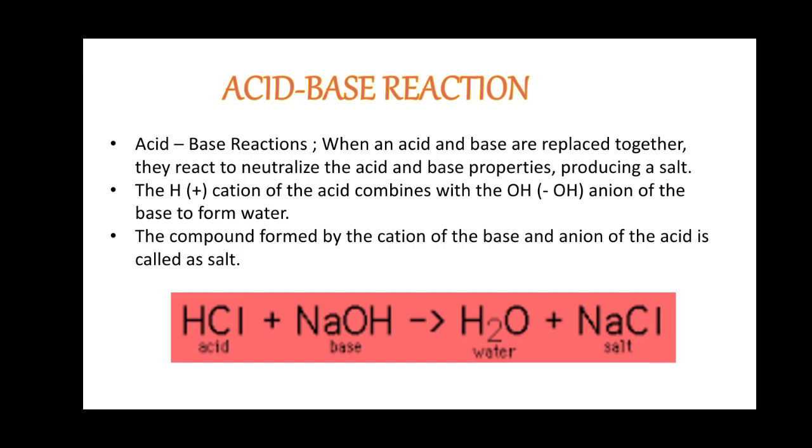Acid-base reaction: when an acid and a base are placed together, they react to neutralize the acid and base properties, producing a salt. So when an acid and base react, they form a salt and water. They both neutralize, and the H+ cations of the acid combine with the OH- anions of the base to form water. The compound formed by the cation of the base and the anion of the acid is called a salt.